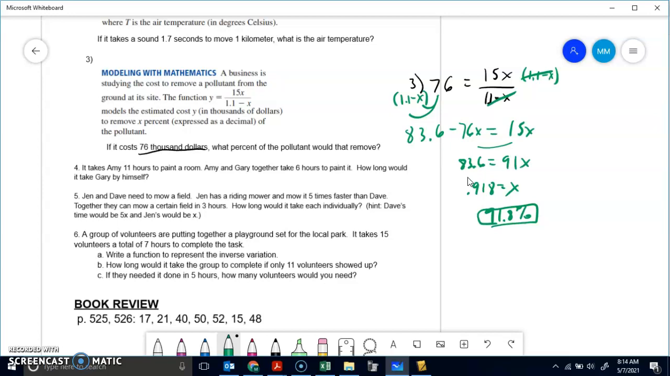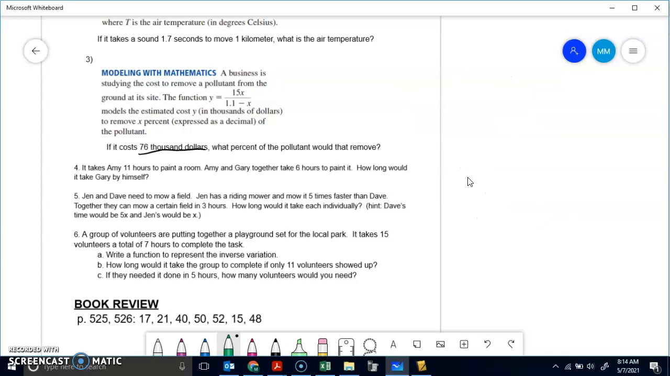We did 4 in class, so we're going to go then to 5. And on number 5, Jen and Dave need to mow a field. Jen has a riding mower, can go 5 times faster. And I gave you a hint on this, that Dave's time would be 5x, because he takes 5 times as long, because he's the one push mowing and takes longer.